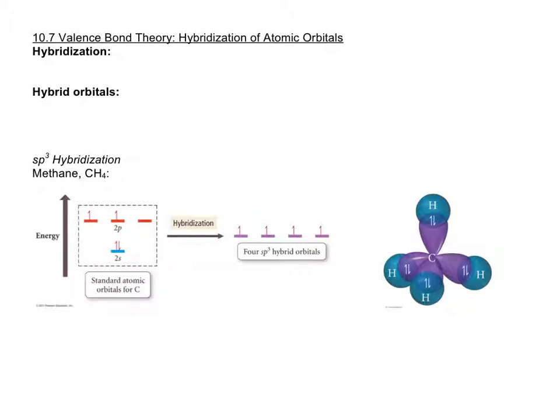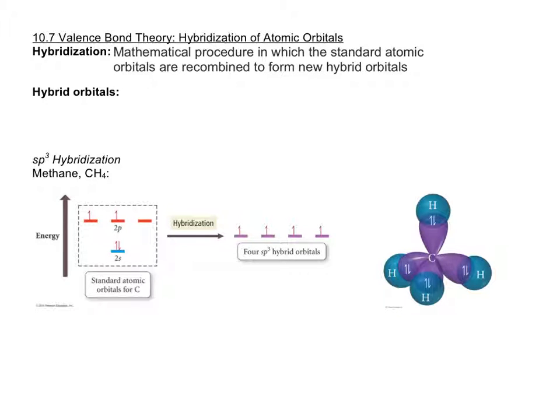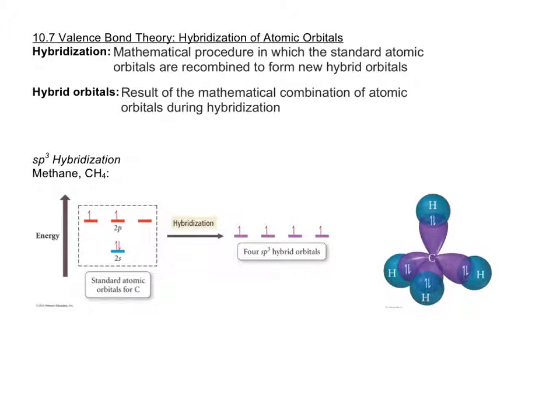And so we need to modify this theory just a little bit. The way we modify this is through a concept called hybridization. Orbital hybridization is basically just a recognition that the orbitals in an atom are not exactly the same as the orbitals in a molecule. Hybridization is a mathematical procedure in which the standard atomic orbitals, the s and the p and the d that we've talked about, are combined to form new atomic orbitals that we call hybrid orbitals. So the hybrid orbitals are the result of hybridization.